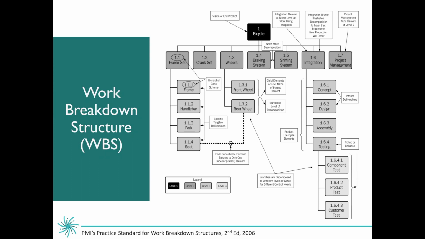You'll see that top level where it says bicycle, that's really that end product. That's the vision there. And that is considered your level 1 work breakdown structure. Below that are the level 2 work breakdown structure. And you'll see that these are the big chunks of work that go into creating that bicycle. So 1.1, for example, frame set, 1.2, crank set, 1.3, wheels, and so forth.